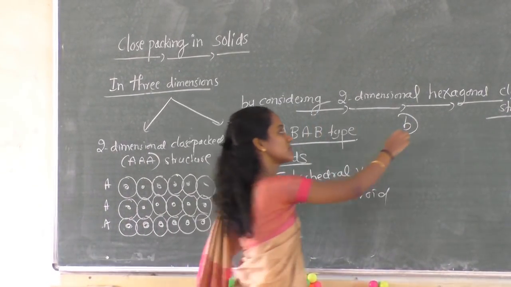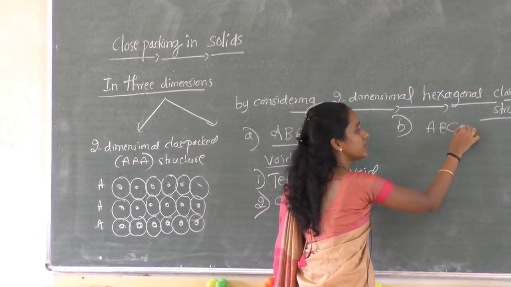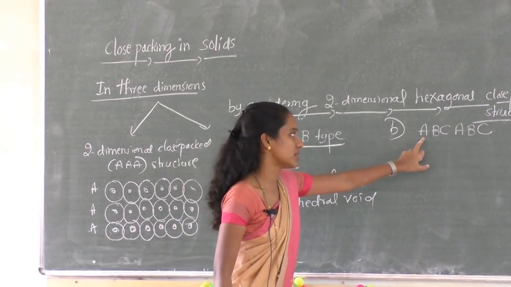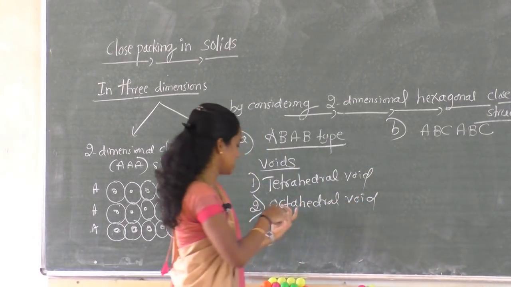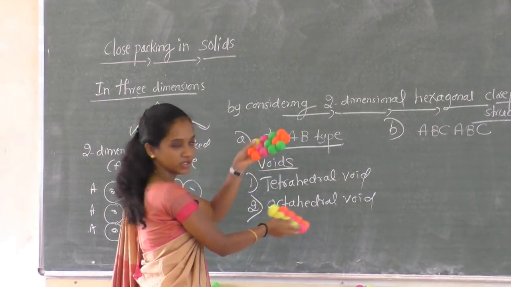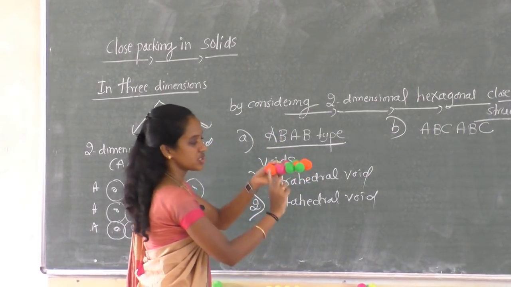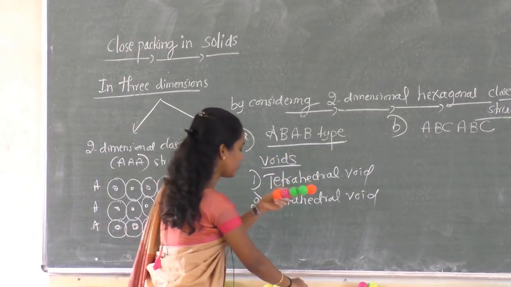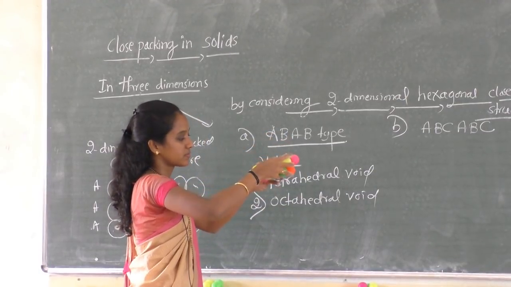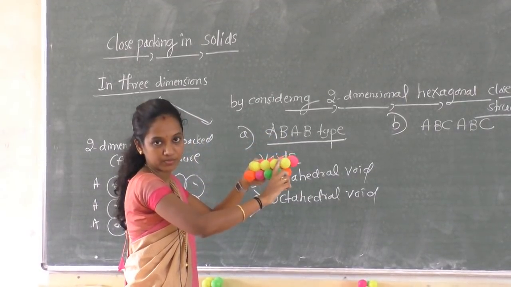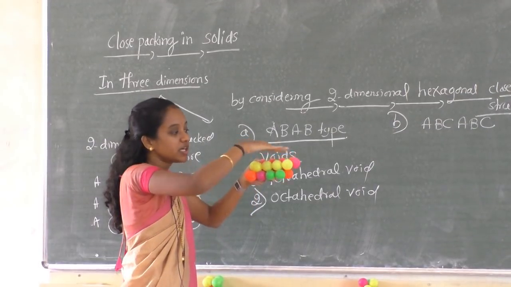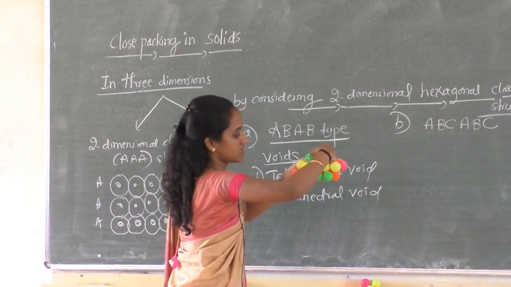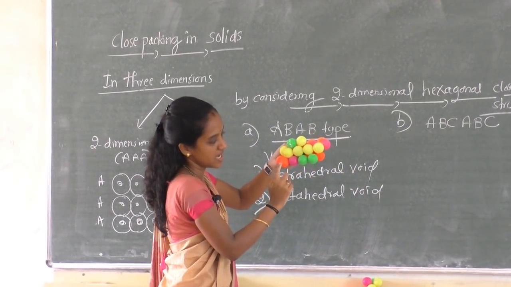One more type here is ABC type. I don't have a model here, so just consider the first layer will be A, similar to this. This is A, 2-dimensional hexagonal close packing. And I'll keep one more layer above this. This is B type. Now it will be AB. The third layer I have to start from here. See, like this, ABC.